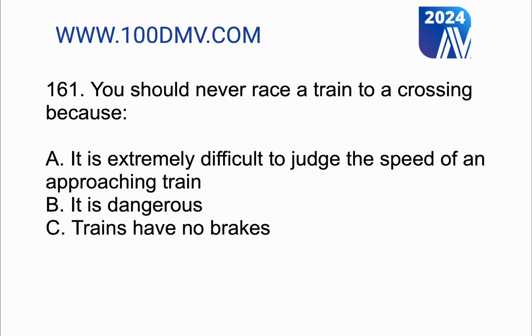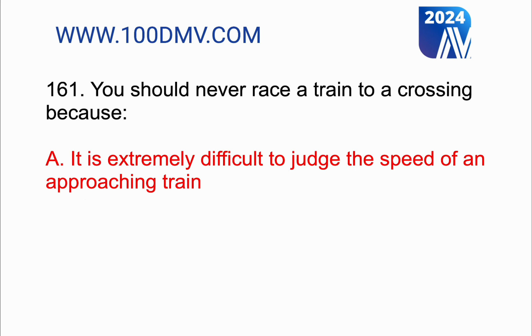161. You should never race a train to a crossing because: A. It is extremely difficult to judge the speed of an approaching train. B. It is dangerous. C. Trains have no brakes. The correct answer is A. It is extremely difficult to judge the speed of an approaching train.